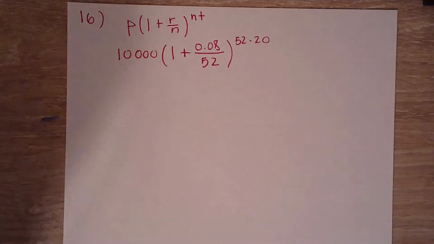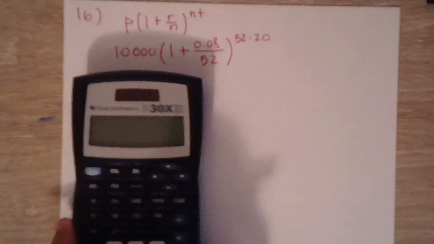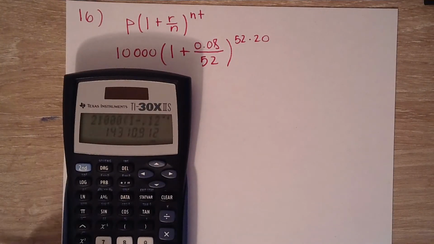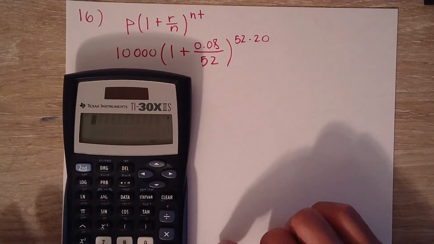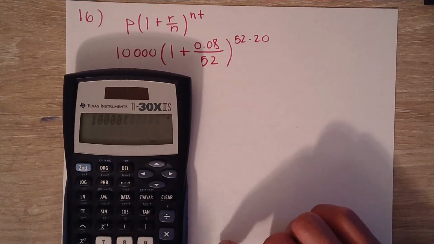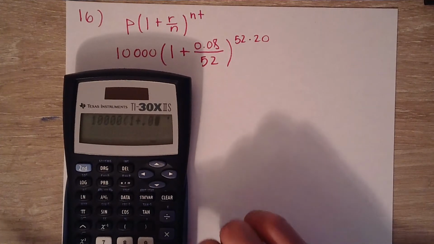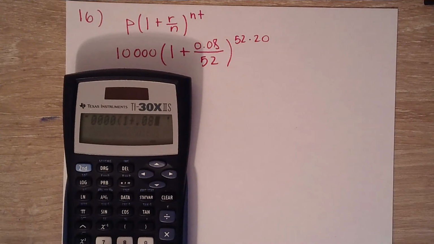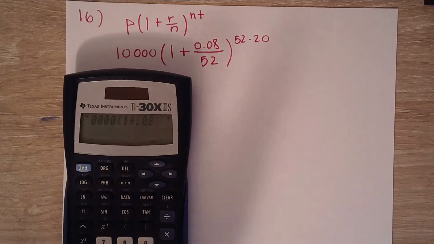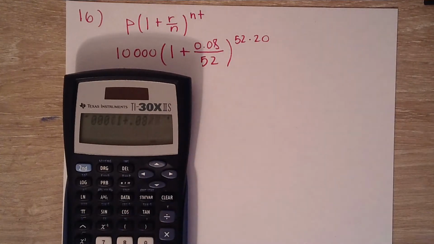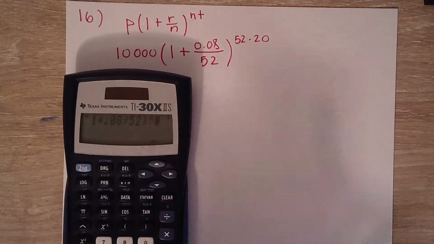All right, putting that into our calculator. Once again, students, let me show you how to enter this into your calculator. 10,000, then we put it in parentheses, 1 plus 0.08. Whenever we have a fraction, that's the same thing as division. So we divide that by 52. Make sure that parentheses gets closed. And then we go ahead and raise it.